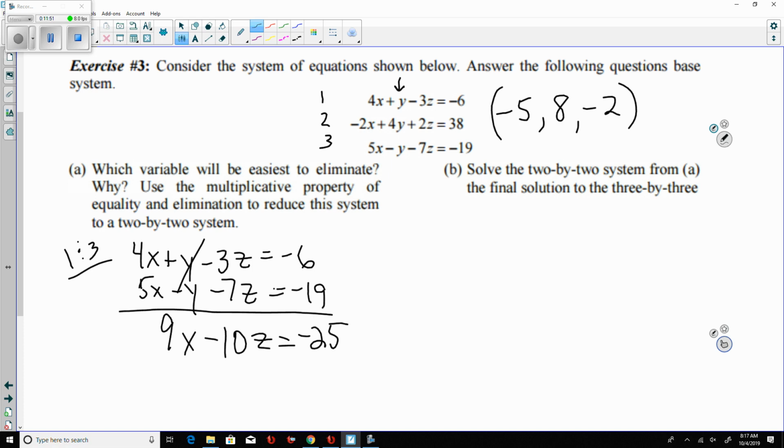And now it's totally up to you which ones you use. I think I'm going to use, which one am I going to use? I'll use 1 and 2.